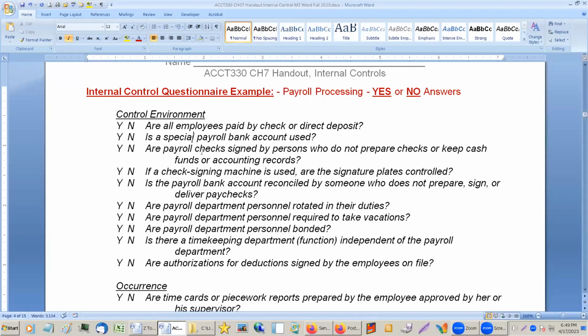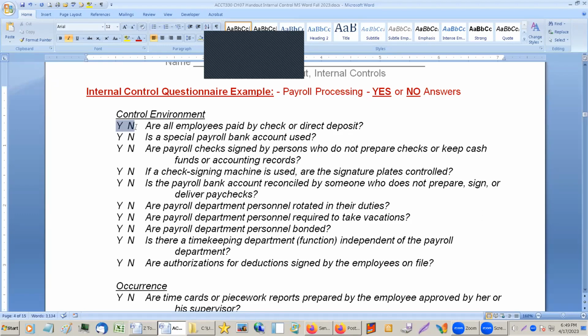Generally speaking, a yes means it's a control that's working. A no means it's a problem. Not always, but it is a potential problem. It means that whatever that control is, probably it's not there. So a lot of times, yes means good and no means bad.